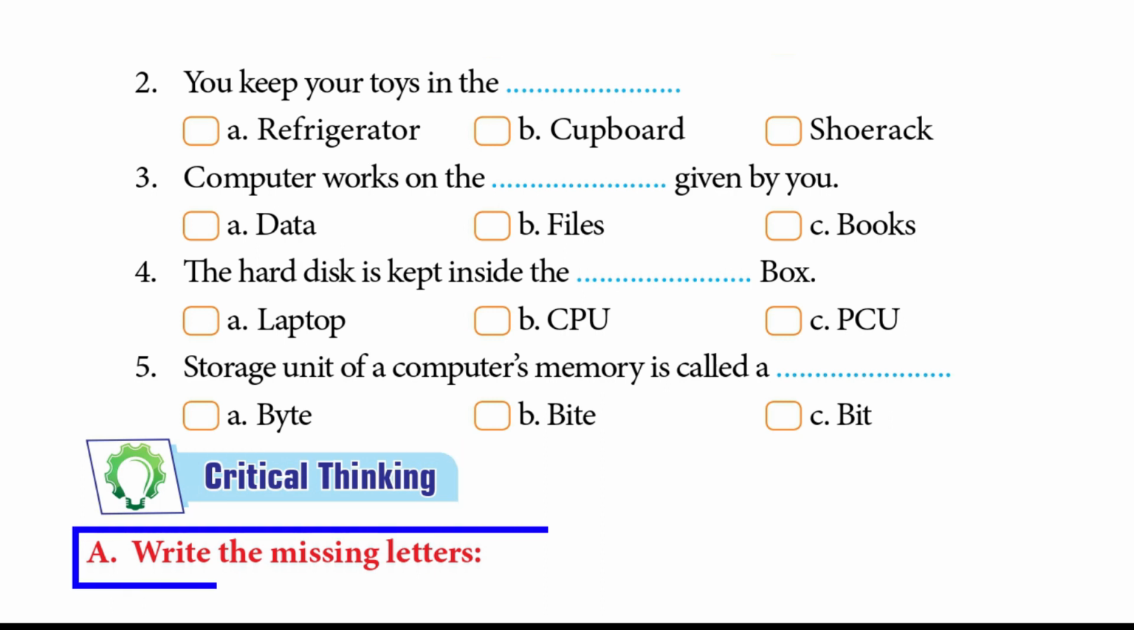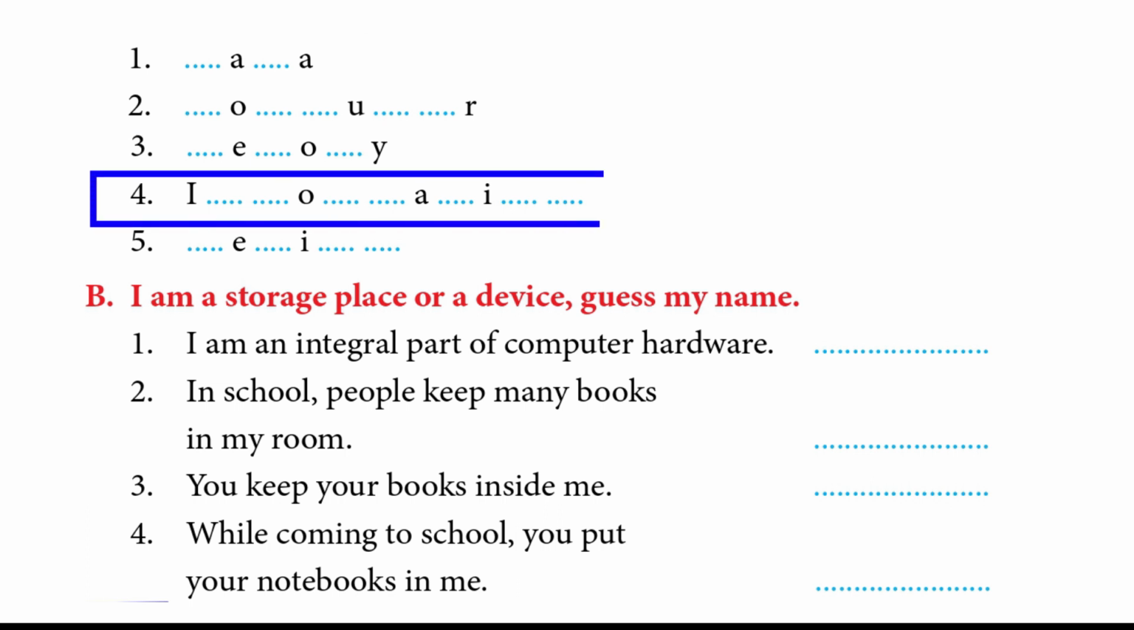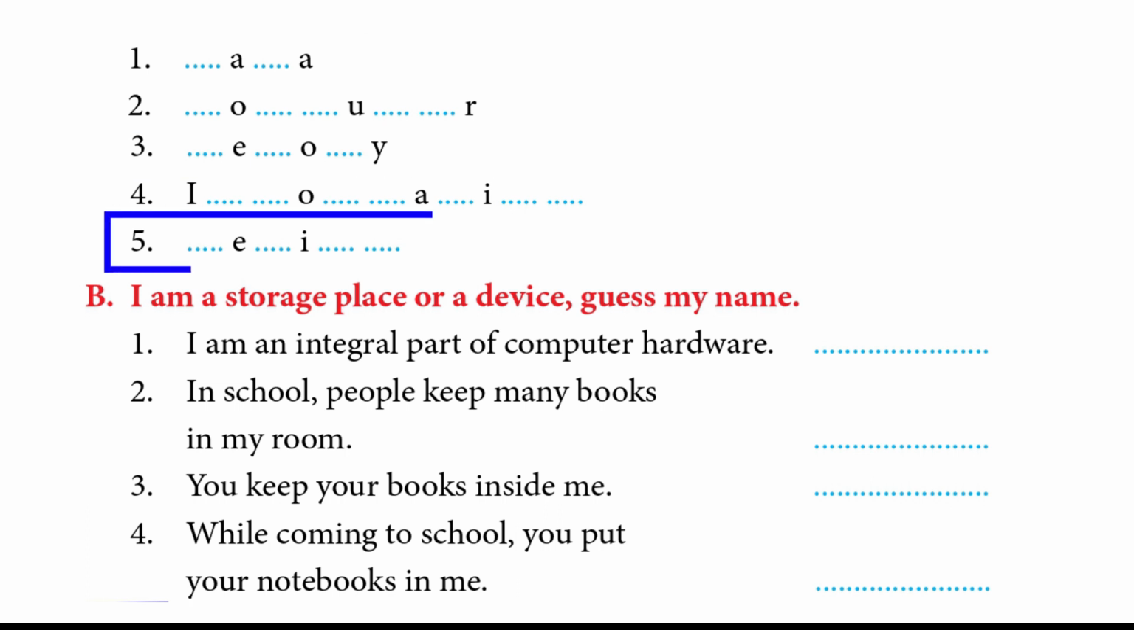Critical thinking. A. Write the missing letters. 1. Data. 2. Computer. 3. Memory. 4. Information. 5. Device.